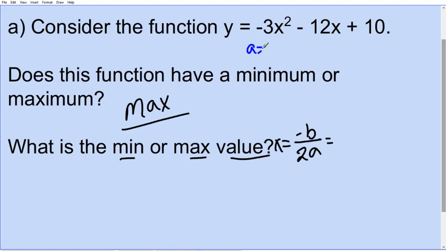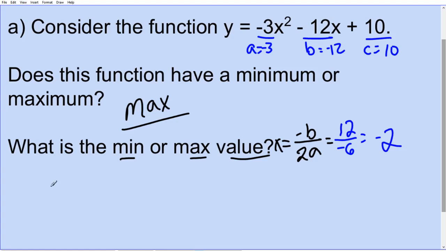my a is -3, my b is -12, my c is +10. So opposite of -12 is +12. 2 times -3 is -6, and that simplifies down to -2. So I've found the x coordinate is -2.